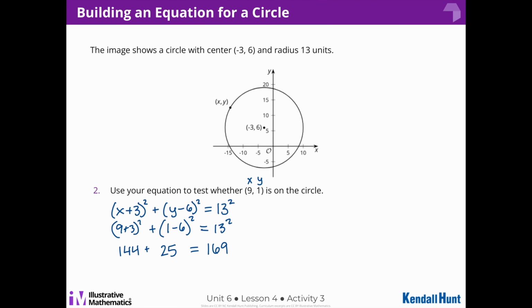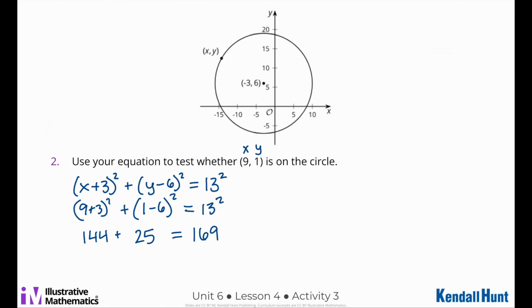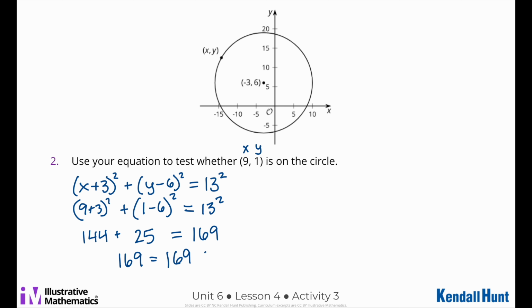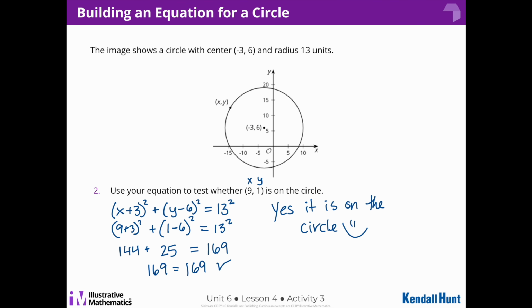So let's add those guys up together. I believe this is going to work out for us here. So 144 plus 25. Yep, it makes 169. And if you didn't recognize it already, it's a 5, 12, 13. So 169 equals 169. Yes, it is on the circle. All right, so that's how we can use our equations to test it.